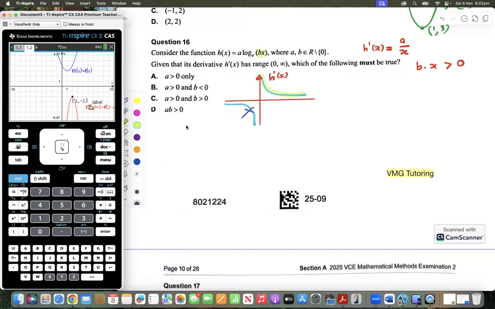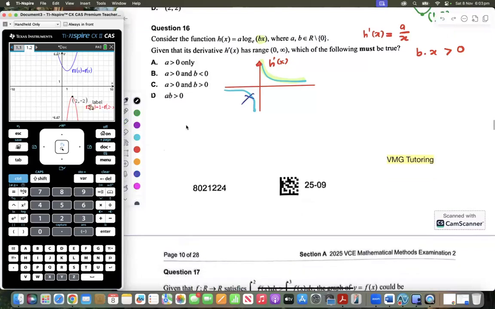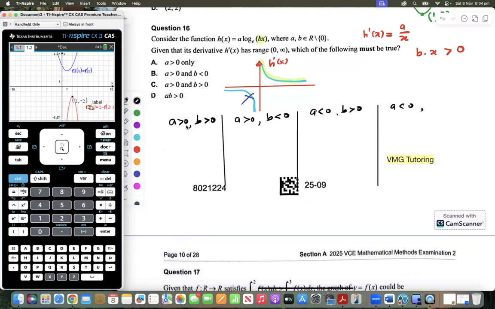Now, look, I think the answers, let me go to check the answers. Answers have like a is greater than 0, a is greater than 0, b is okay. So then we have to consider all the combinations here. What are the combinations I can think of? The first one is a positive, b positive, right? Second scenario, a is positive, b is negative. Third scenario, a is negative, b is positive. Last one, both are negative, right? So a is negative and b is negative.